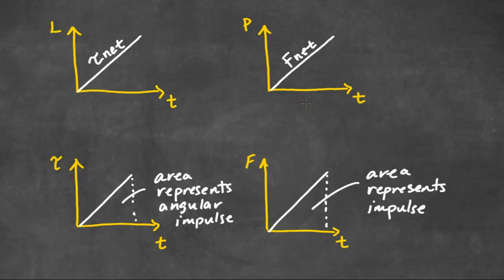Now we're going to look at some graphical representations of things that we've been talking about, such as torque and angular impulse. But we're going to compare it to linear motion. On a momentum versus time graph, the slope represents the net force. On a net force versus time graph, the area under the curve represents the impulse. And this area can be positive or negative. On an angular momentum versus time graph, the slope represents the net torque. On a net torque versus time graph, the area under the curve represents angular impulse. And once again, this area can be positive or negative.